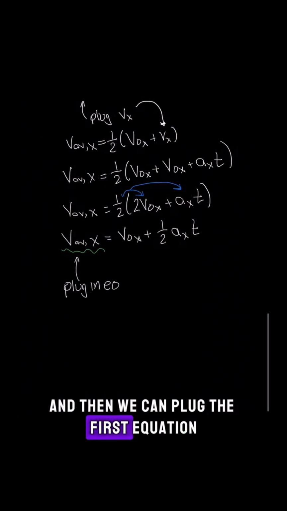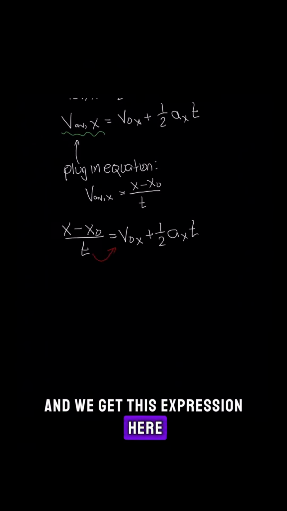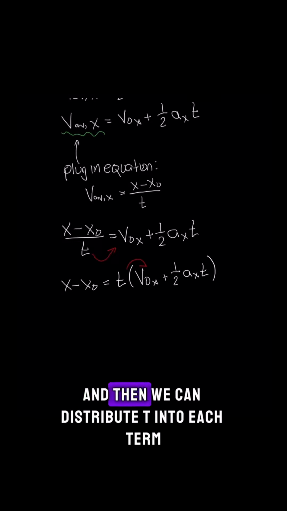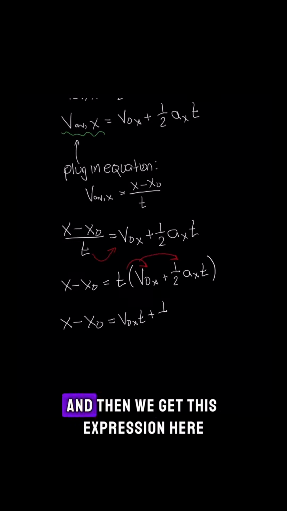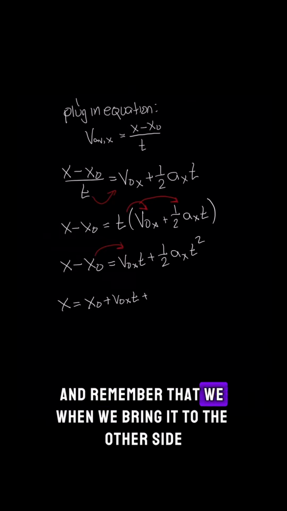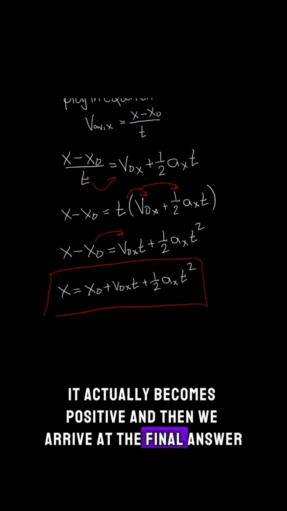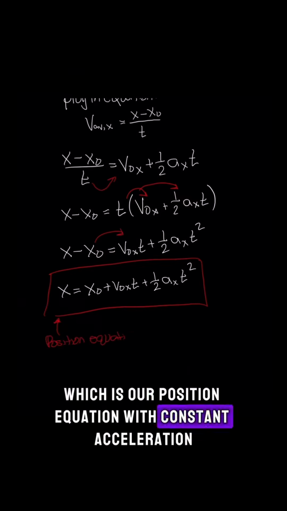Then we can plug the first equation we found in for the average velocity, and we get this expression here. Then we bring t to the other side, and we can distribute t into each term, and we get this expression here. Then we could bring x0 to the other side, and remember that when we bring it to the other side, it actually becomes positive. And then we arrive at the final answer, which is our position equation with constant acceleration.